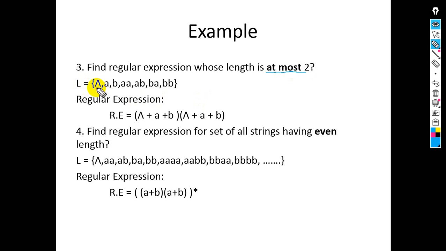Null string means this is length 0, this is length 1, this is length 1, and these are length 2. We cannot have a length of 3. Why? Because we have at most, which means it should not be greater than 2.